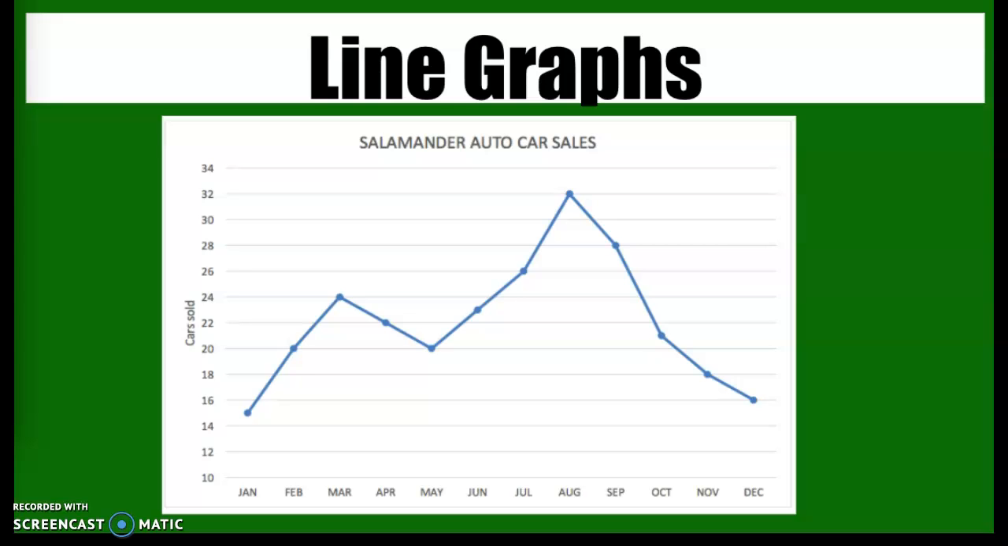So we had learned about tally charts, frequency charts, pictographs, bar graphs, and line graphs.